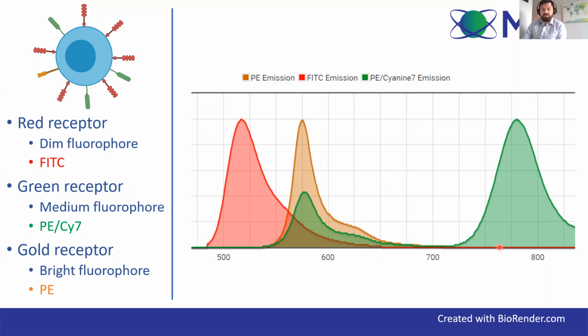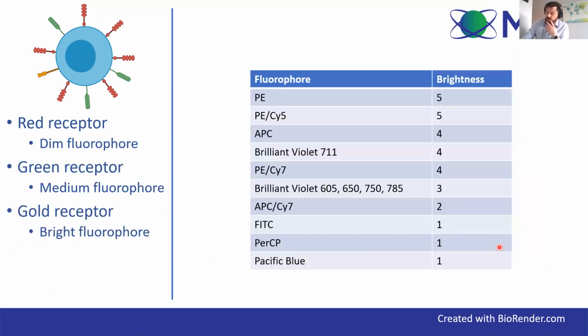So maybe is there a better way to go about this? Are there better options we could pick? So if we go back here and look at our requirements again. As we said, we need a dim fluorophore, we need a medium one, and we need a bright one. But now we're really thinking about how we might separate the emission spectra of our fluorophores as much as we possibly can, while staying with the relative brightness levels that we've already identified that we need.